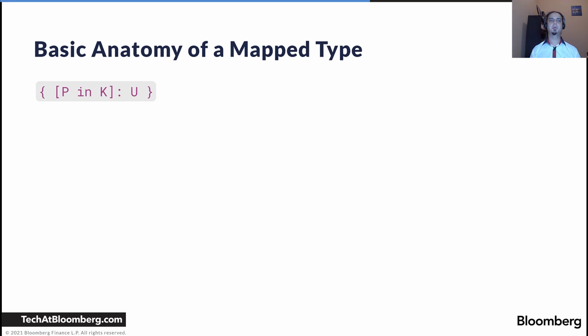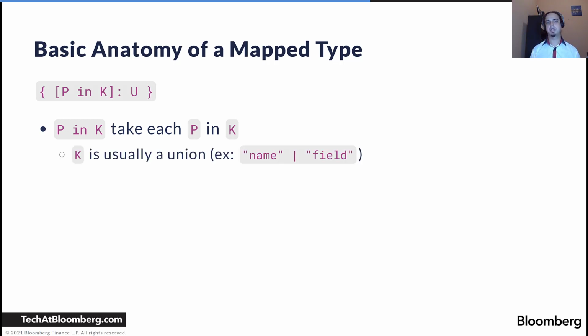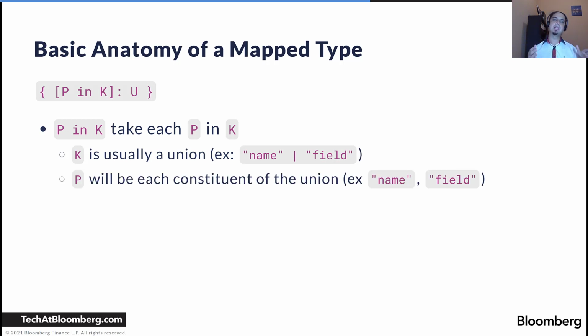So let's recap a little bit what we've learned about map types so far. The basic anatomy of a map type you can see here on screen. And the first part of it is this P in K, which basically means taking each P in the union K. K is usually a union that will contain valid types that represent property names, so it can be string, numbers, or unique symbols. And P will be each constituent of the union in turn.